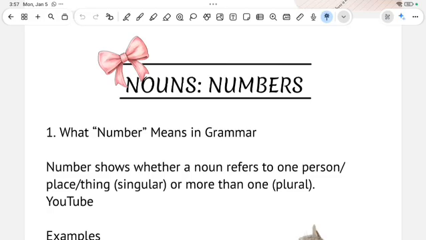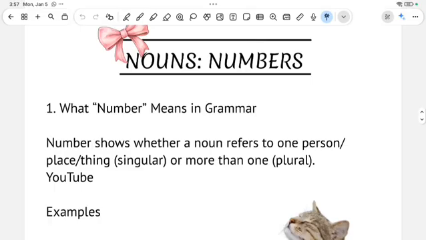So let's start our new concept today, that is noun numbers. Okay, so let's understand this. It's a very interesting topic that today we are going to cover, so watch till the end. Let's talk about what number means in grammar actually. So today we are going to talk about noun numbers.